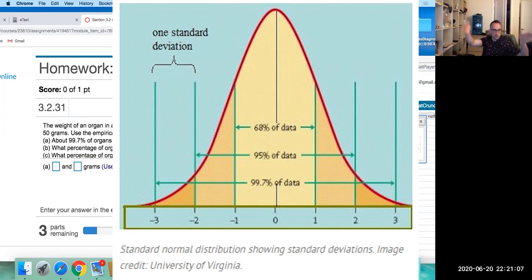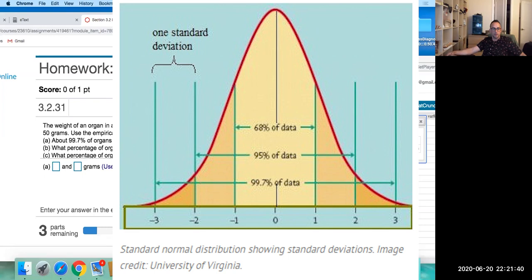And you're adding and subtracting 1 standard deviation for 68% of the data. And you're adding and subtracting 2 standard deviations for 95% of the data. And then you're adding and subtracting 3 standard deviations for 99.7% of the data. So it's also called the 68, 95, 99.7 rule.